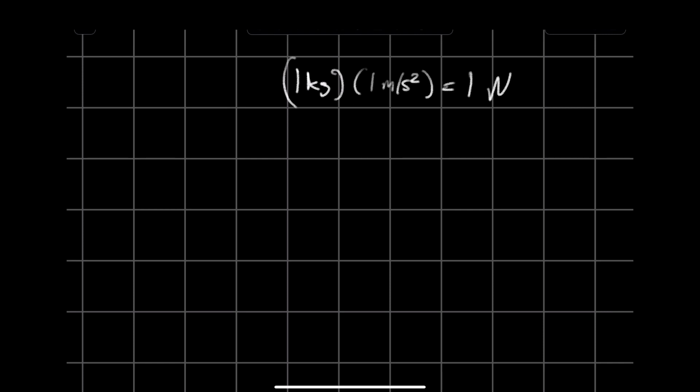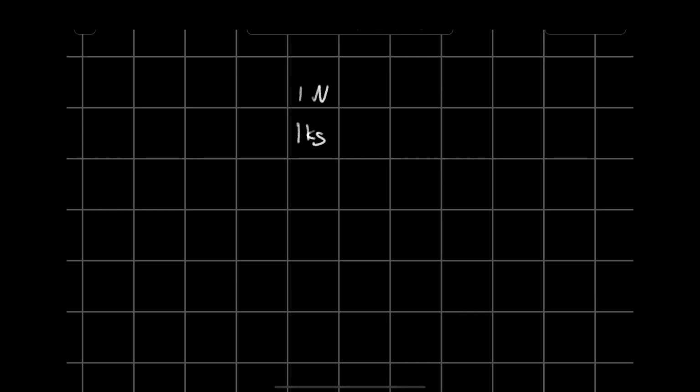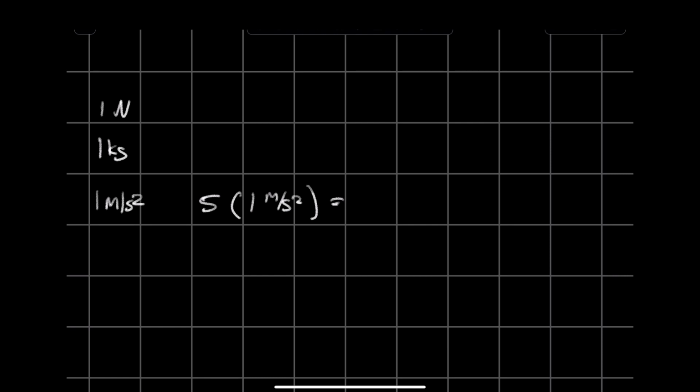So if we have an object that weighs 1 kilogram and we accelerate it at a rate of 1 meter per second squared, this equals 1 newton. So if we apply 1 newton of force to a 1 kilogram object, that means it's going to accelerate at a constant rate of 1 meter per second squared. So if we did this for 5 seconds, this means the object would be traveling 5 meters per second at the end of that 5-second interval.